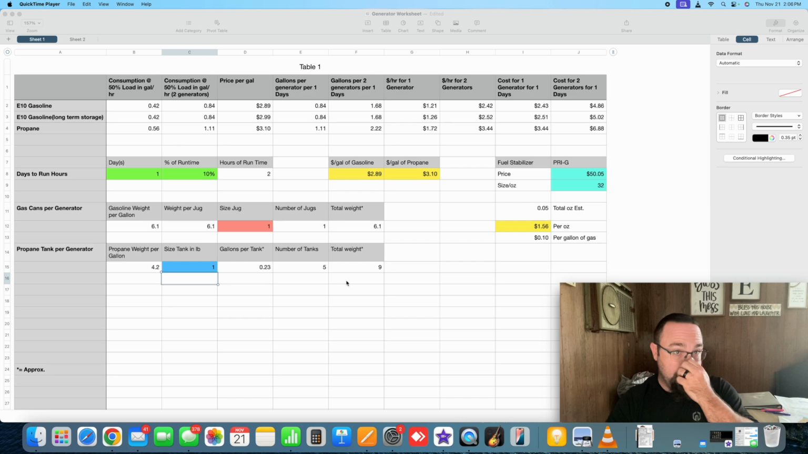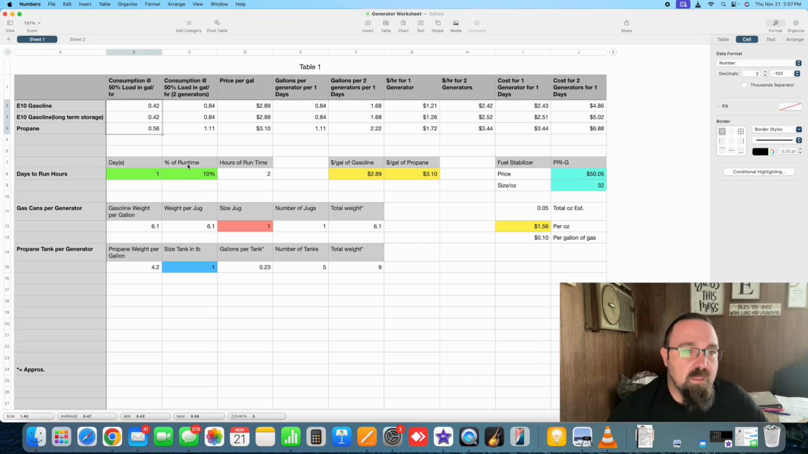So the first calculator sheet that we've got here, this is what I like to call the fuel consumption awareness sheet. What this will do is break down gallons per hour at a certain percentage of load. Now this is going off of the owner's manual for the generator that I selected. You can modify these numbers to try out different generators, and this is where I figured out that my current generator was not quite exactly what I needed.